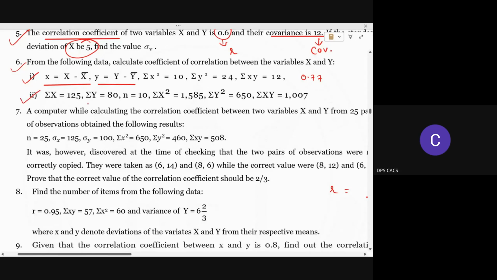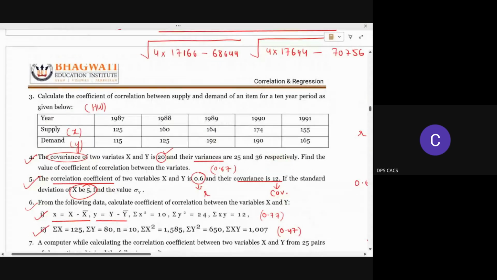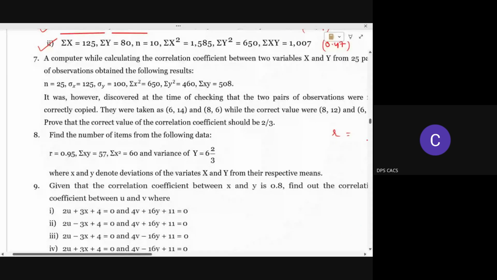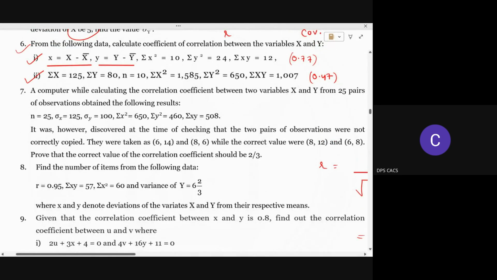Formula 3, because n is given. Check properly. Only in one formula you have n. Formula 3. Apply it and give me the answer. 0.466 or 47. So 0.47. Take your time. Everyone should get 0.47 with formula 3. It's all about your speed on calculator. I am not solving part 2. Everyone apply formula 3 and give me the answer.